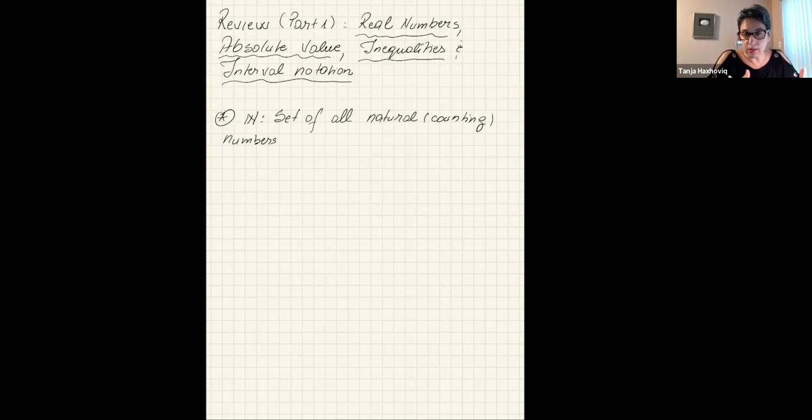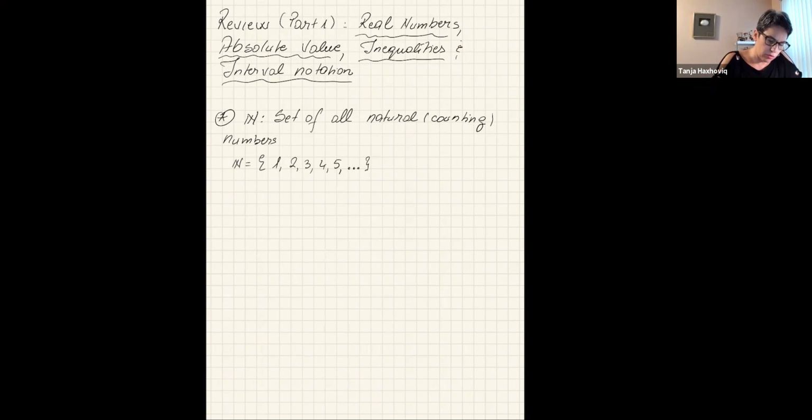Or otherwise, the set of whole numbers, but the positive ones. So the set of natural numbers consists of numbers like 1, 2, 3, 4, 5, and so on. These three little dots indicate that this is a set that goes to infinity. You can never stop counting those.